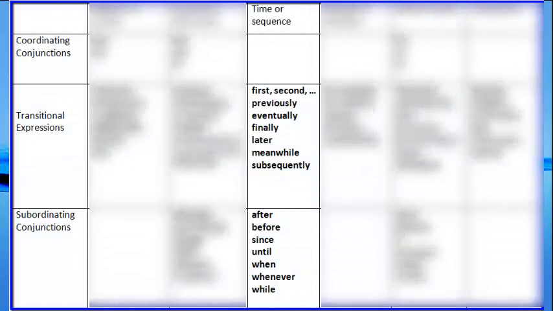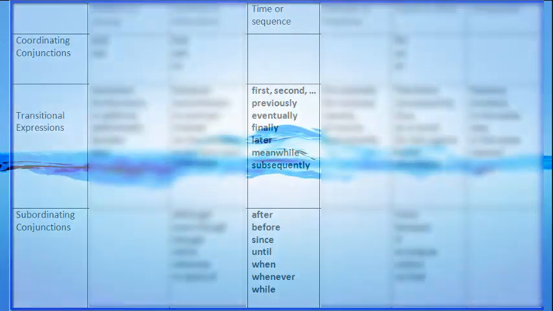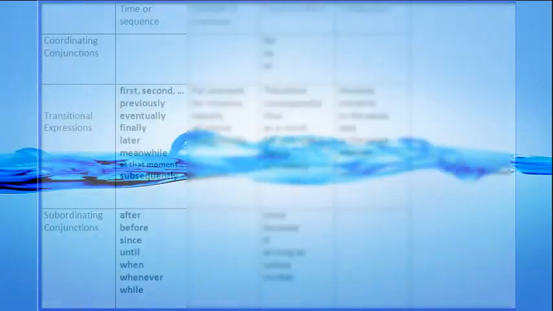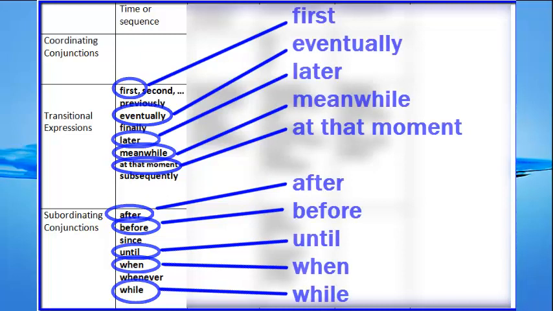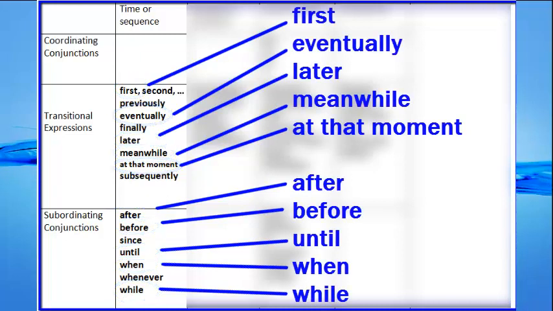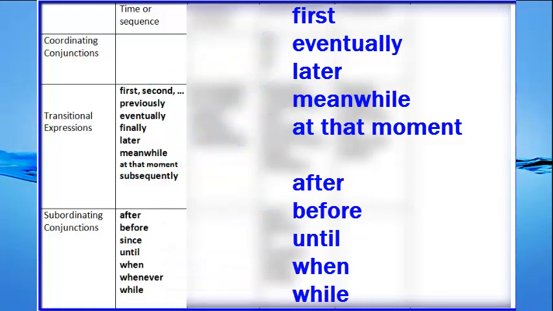Now let's take a look at some transitional expressions and subordinating conjunctions that show time or sequence, highlighting a few that are most frequently used. First, eventually, later, meanwhile, at that moment, after, before, until, when, and while.